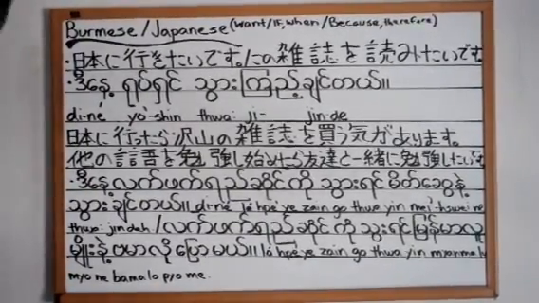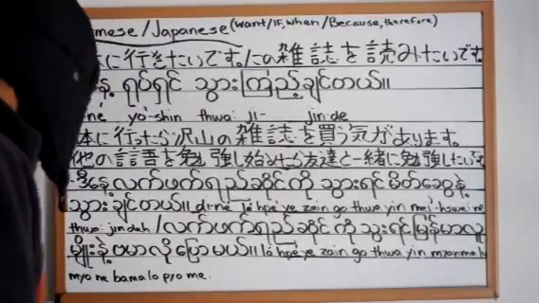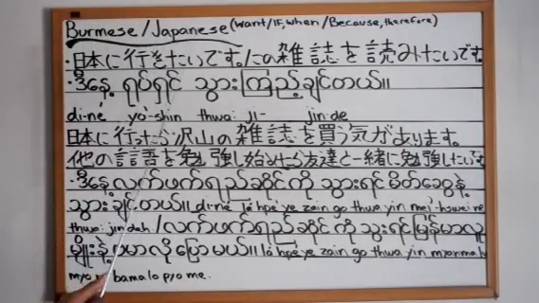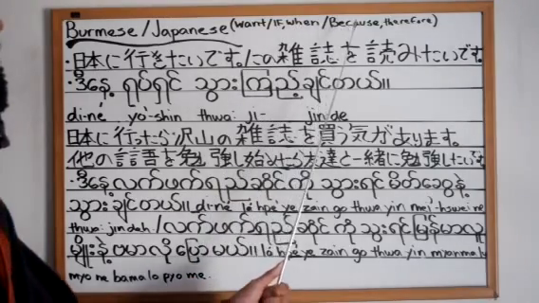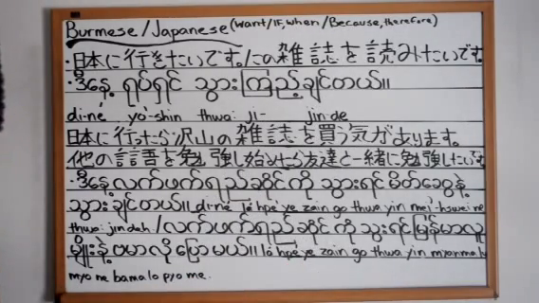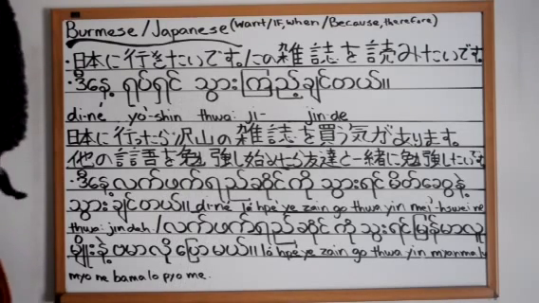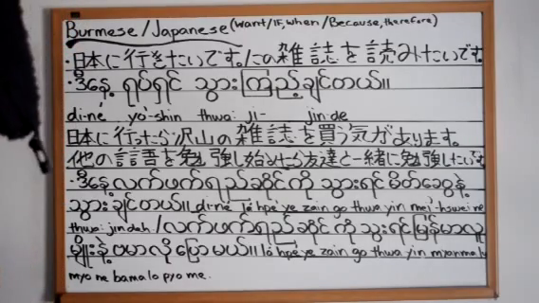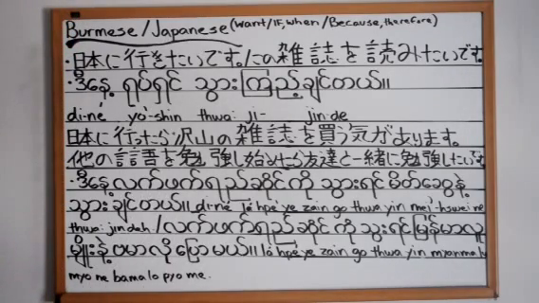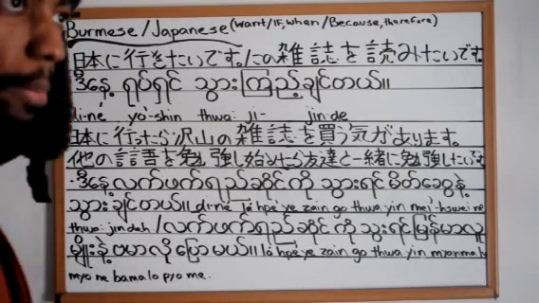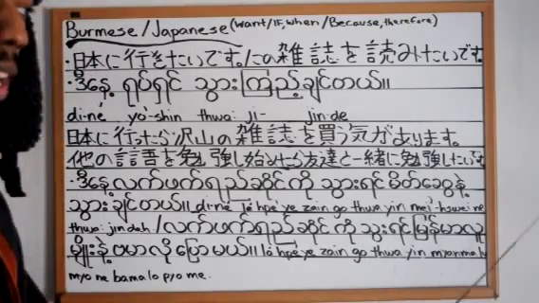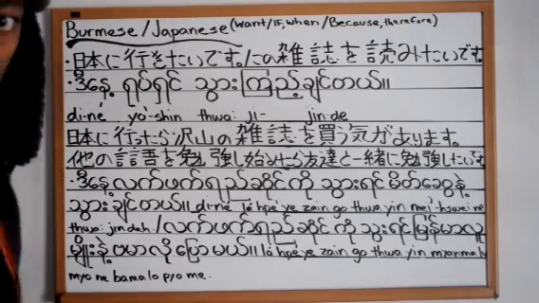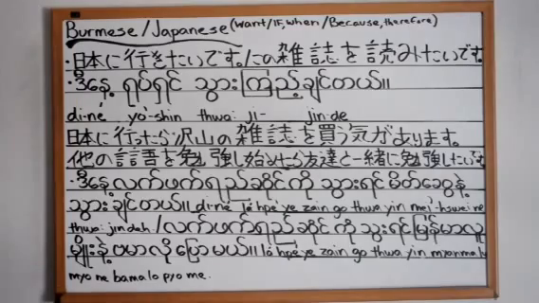As you can see, Burmese, Japanese, today we'll be talking about want, if, when, because, therefore. The way these are used in both Japanese and Burmese is pretty similar. I've made several sentences here. As usual, I'm going to read them out, then break them down, and point out the construction.